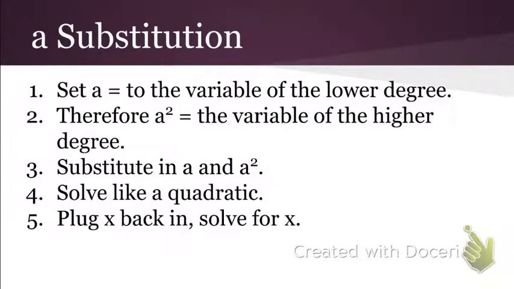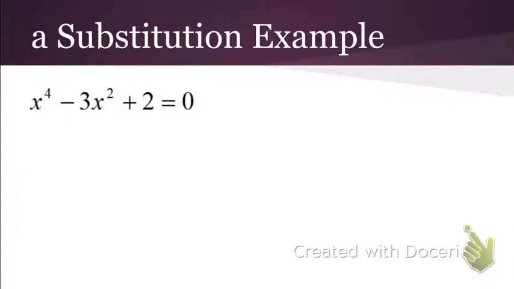So what's a substitution? It's sometimes referred to as u substitution, but my u's look a lot like a v sometimes, and I just think it's easier to write an a, so I use a substitution. So you look at the variable of the lower degree, set a equal to that, then square both sides, and a squared would equal the variable with the higher degree. Substitute in a and a squared, solve it like a quadratic, and then plug x back in. So that's what we're going to do right here.